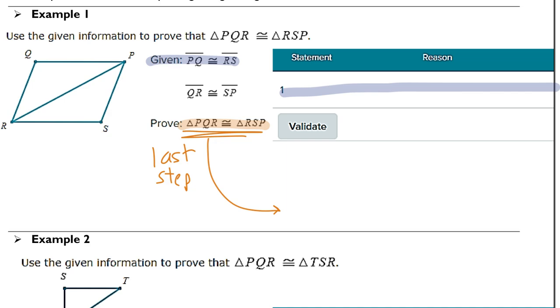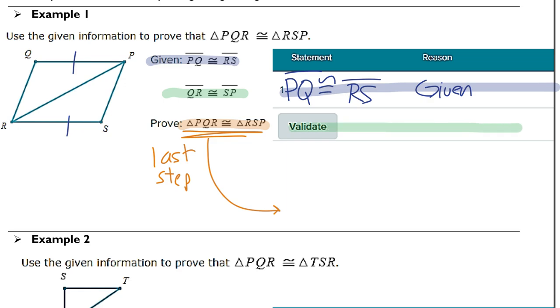So we know that PQ, let's do this in blue, P to Q is congruent to R to S, or segment RS, and that was given to me. So PQ and RS are the same, so I draw that in the picture. Now the next step here is, well, QR and SP are the same, so I'm going to go ahead and write that as my second given.